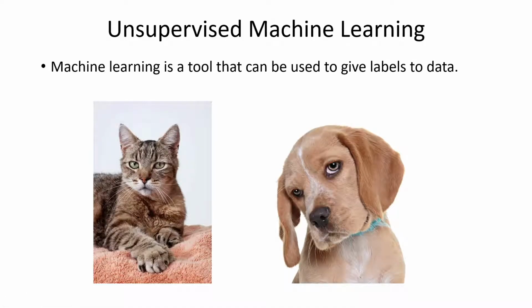So a good place to start here is what actually is machine learning. And I think the best way I describe it in its lowest form is machine learning is simply a tool that can provide data with labels. So for example, let's take a data set full of pictures of dogs and cats, and I've taken the liberty of including a couple cute photos here.